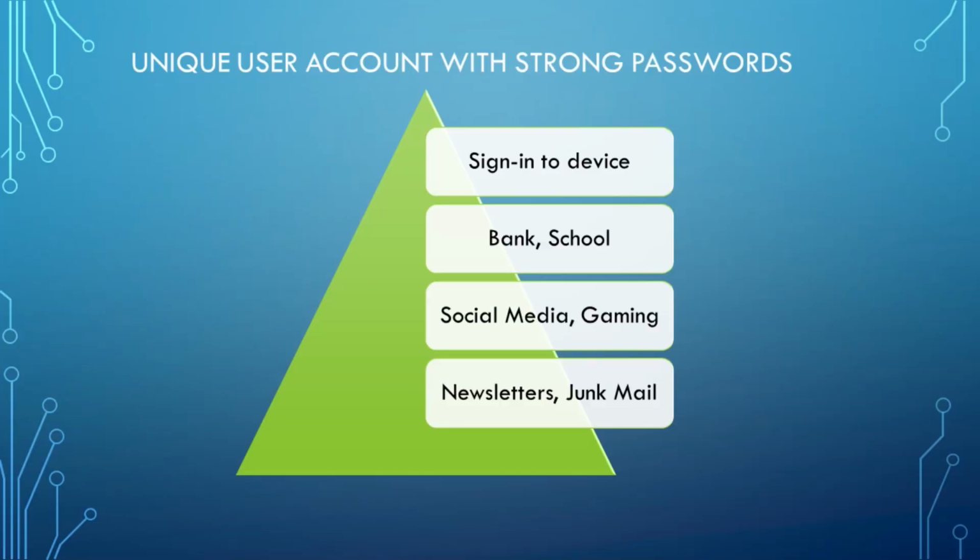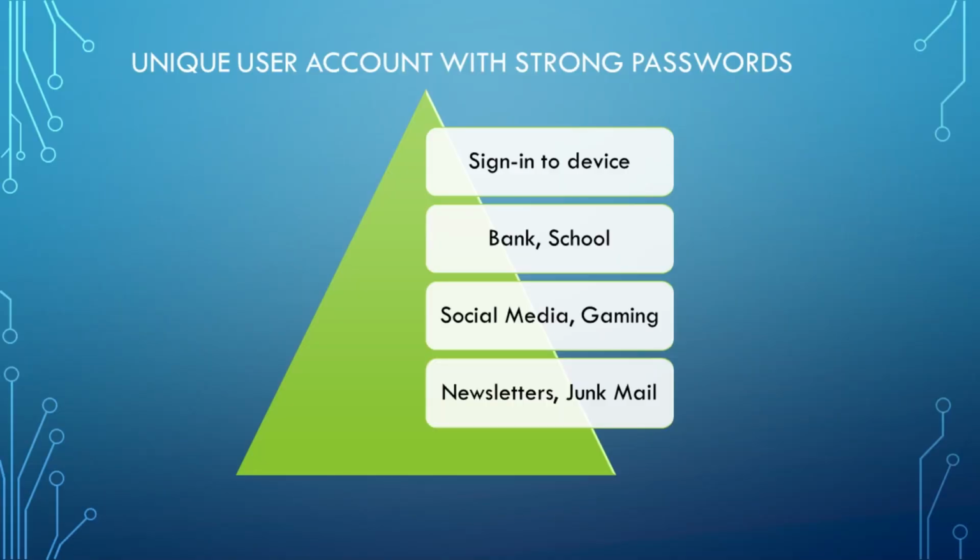So when we come to unique user accounts and passwords, I like to use this pyramid as an example. The bottom layer is junk mail and newsletters and things like that, where you're just creating an account, basically just using an email address and a password. A lot of times people want to use Google or Facebook, you get that little thing, just click here to use your Google logins, and that's fine.